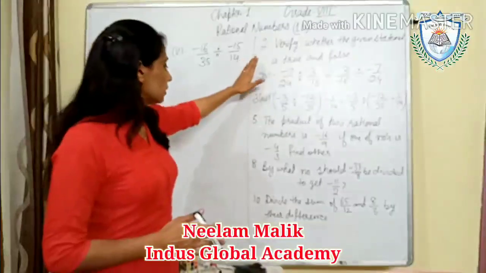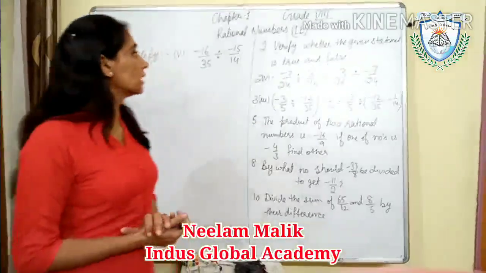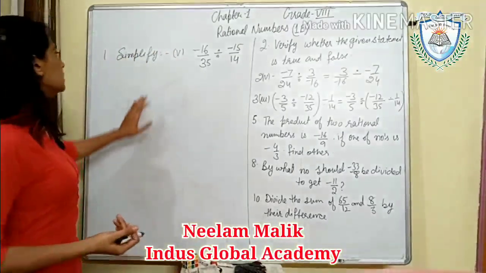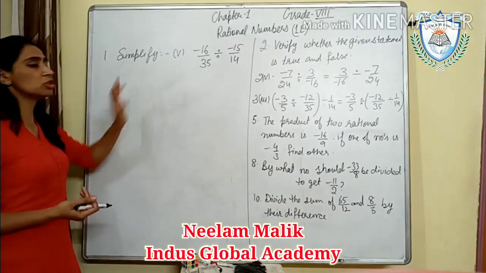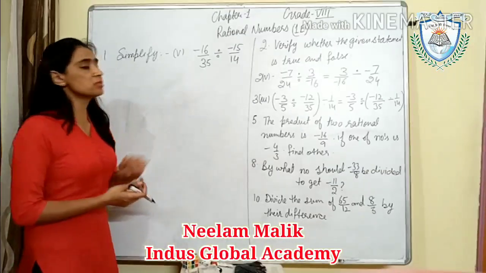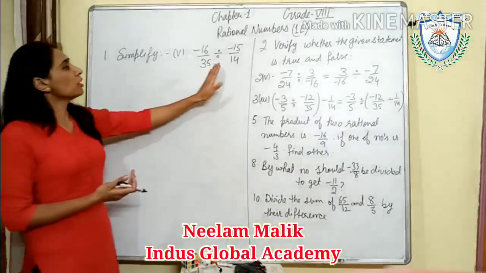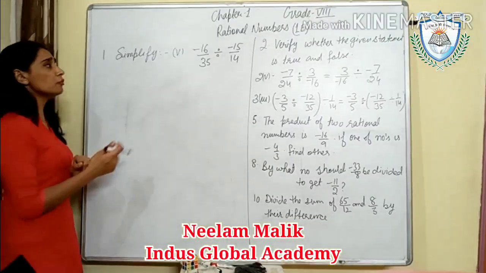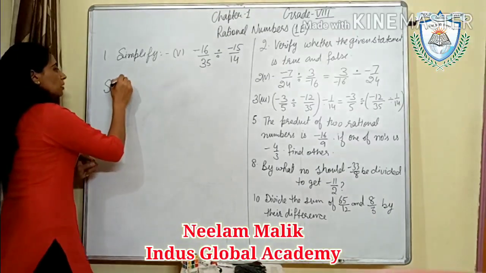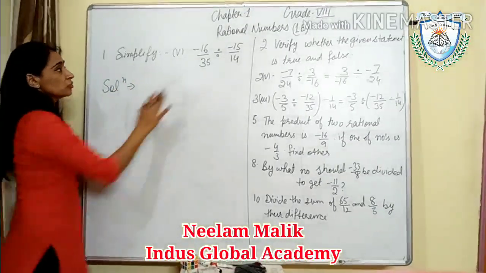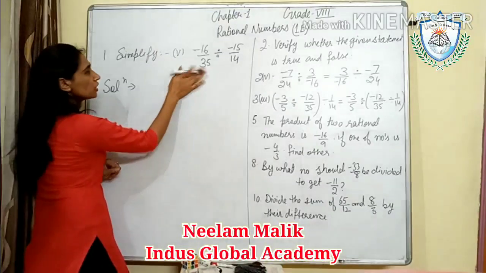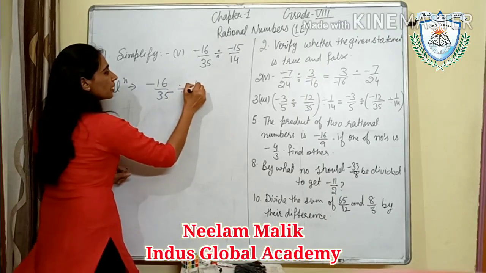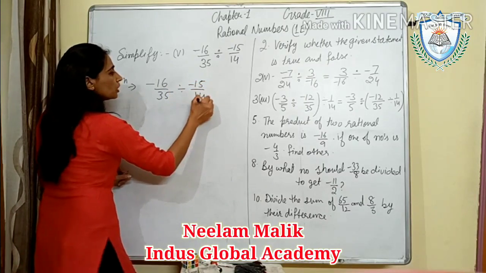After that, I will discuss this problem from your Exercise 1E, and the remaining you have to do on your own. So the first one is simplify. This is the fifth part of question number 1. Here is given minus 16 upon 35. We have to divide this by minus 15 upon 14. So how will you solve this? Please look here carefully. This is your first sum of the division.